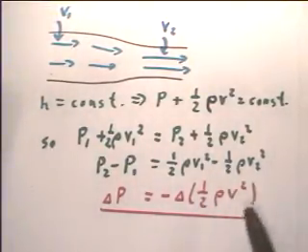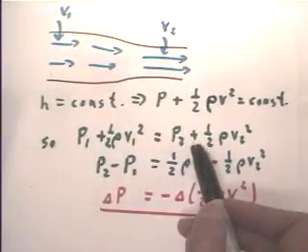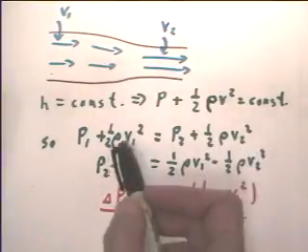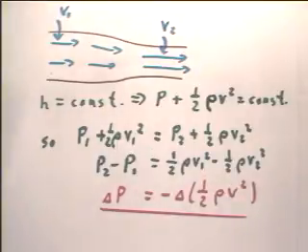That's a simple algebraic rearrangement. We just subtract p1 from both sides. We'd have p2 minus p1 over here. Then we subtract 1/2 rho v2 squared from both sides, and that would appear over here. Then we switch the sides. So the algebra is pretty straightforward.